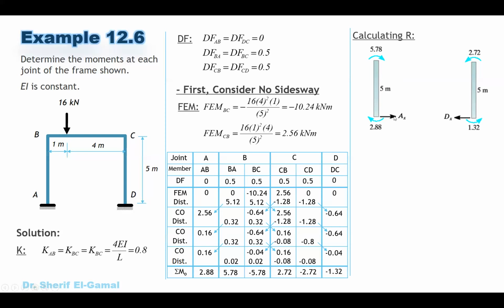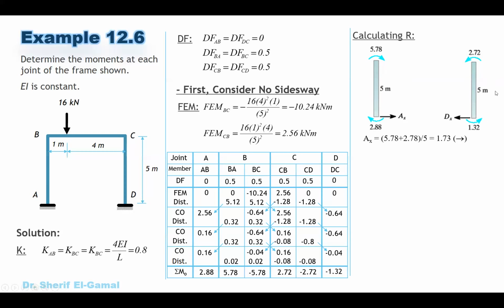Always assume the direction of the AX opposite to the direction of moments. If the moment is rotating this way, the summation of the moment here rotating the same direction clockwise. So the reaction here should be in the opposite direction to make it equilibrium. Now, to find the AX, just get the summation of the moment divided by the span. It will give you the reaction, which is AX 1.73 going to the right direction.